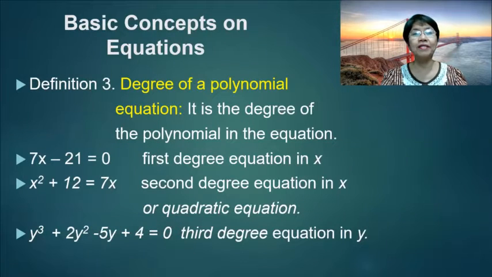Definition 3, degree of a polynomial or degree of a polynomial equation. It is the degree of the polynomial in the equation. Example, 7x minus 21 equals 0 is a first degree equation in x. x squared plus 12 equals 7x is a second degree equation in x, or a quadratic equation. And y cubed plus 2y squared minus 5y plus 4 is equal to 0 is a third degree equation in the variable y.